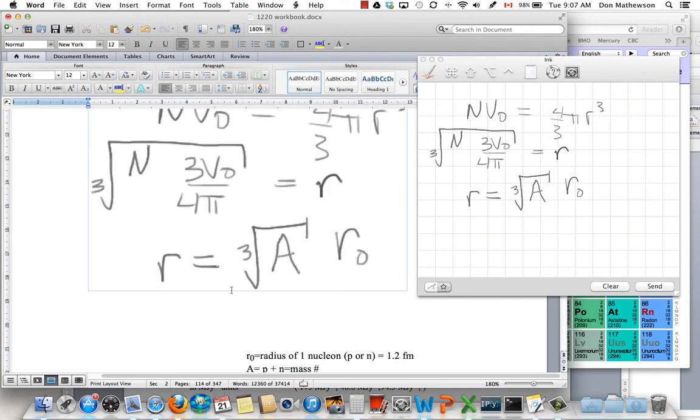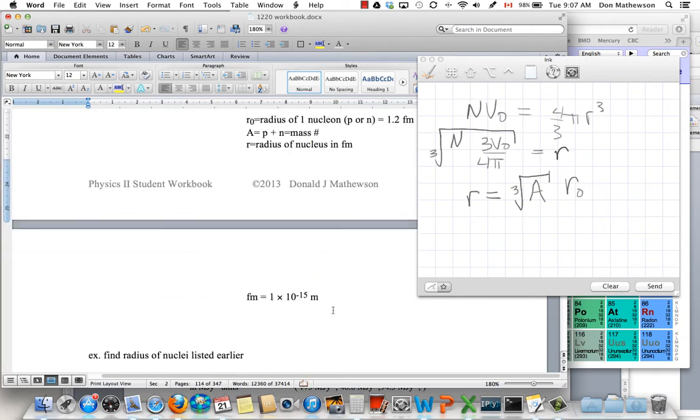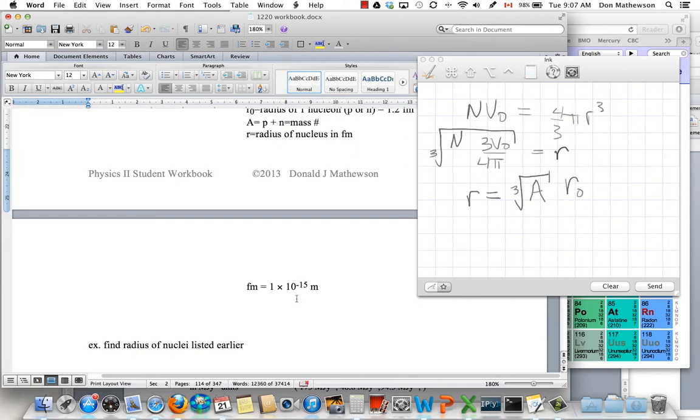So here we have an expression for the radius of a given nucleus. It's based on how many nucleons there are in there. Take the cube root of that and multiply by the radius of a single nucleon, which as we see here is 1.2 Fermis, or 1.2 femtometers. And Fermi is 10 to the minus 15.